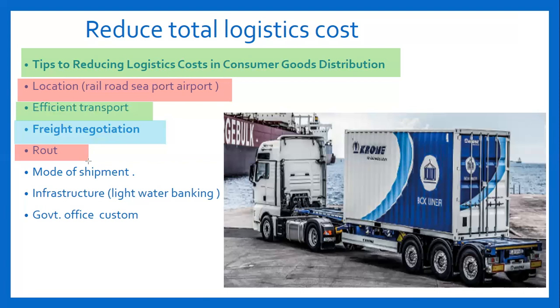Okay, so now mode of shipment. The third point is mode of shipment. When you export goods, you need to choose the mode of shipment. If the cargo is very urgent, then you need to choose the air mode of shipment. Okay, and if the cargo is not so urgent, but a huge cost will apply on the air mode, then you can also use the sea mode. In such a case the cost will be much lower than by air.